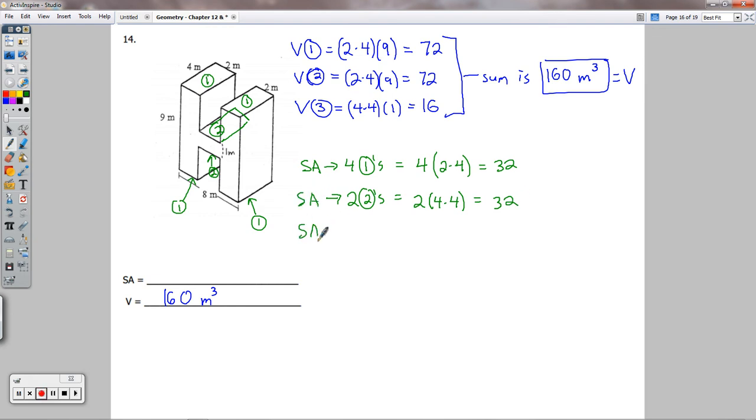Surface area for, well, what other shapes do we have? We've got these shapes here. You'd have a shape that size there and there. I'll call that shape 3.